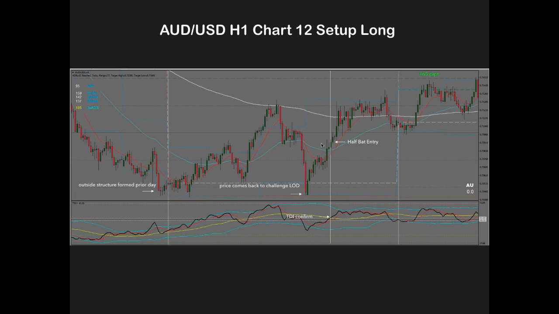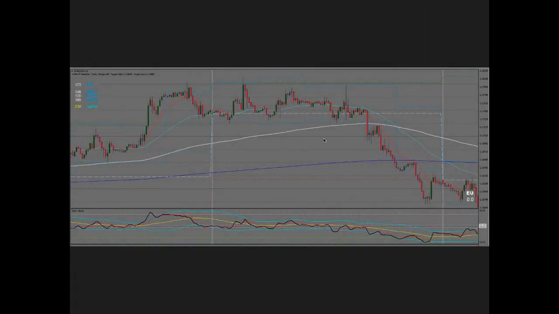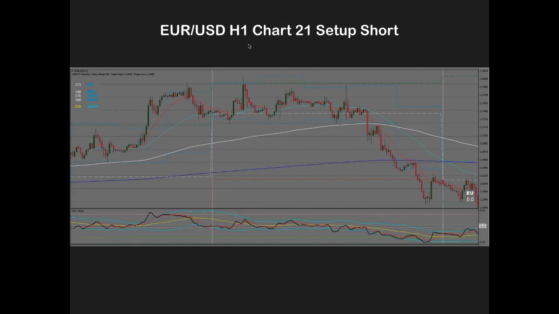All right. So let me show you one more example of an hour chart, and this time a short setup. This is Euro USD, H1 chart, 21 setup short, right? Same thing, just flipped around, looking for an outside structure formed, which is right here. You can see this is the first leg of it, and here's the second leg. So this is the big outside structure formed, previous week into the new week, same like we had on the Aussie dollar. It's not always going to be like that, but you can see a big structure that's formed prior day.